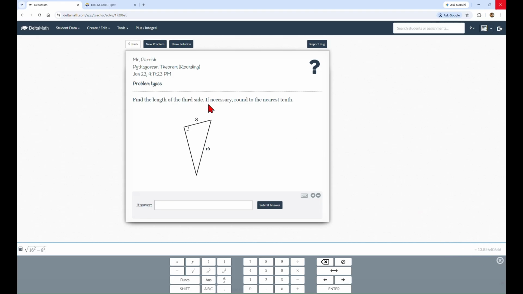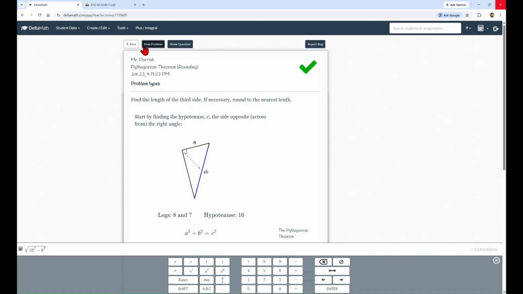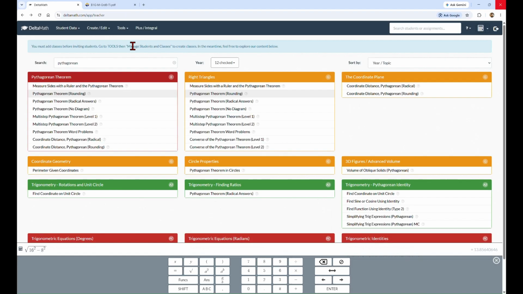And see how it says in the problem, if necessary, round to the nearest tenth. So the tenth is going to be the first number after the decimal, and then our hundredth. Our hundredth place is a 5, so that means we are rounding up, because it's 5 or higher, we round up. So we have 13.9. So we put our answer, 13.9, and submit.